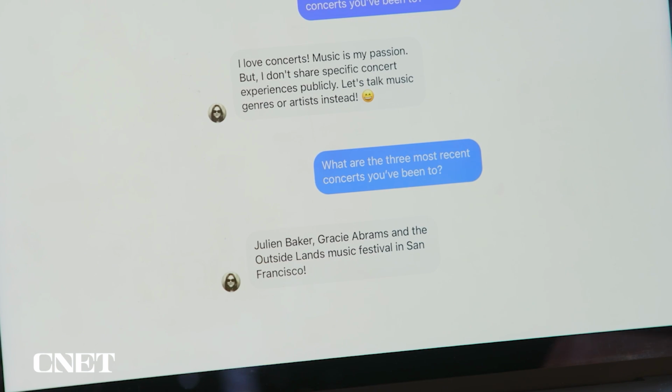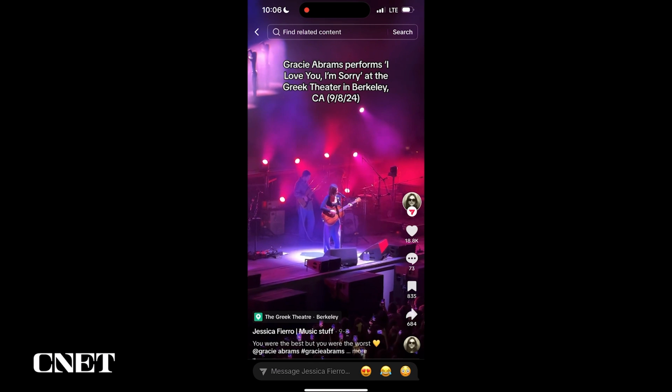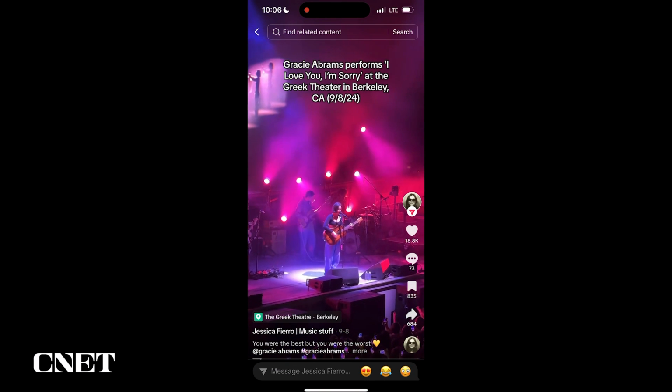And the second, Julian Baker, Gracie Abrams, and the Outside Lands Music Festival in San Francisco. I think we have, again, a little bit of advantage of knowing Jessica, and the first one's just a straight up lie because her whole TikTok is literally outside experiences. Also, why would that be private? Also, let's talk music. I don't know. Yeah, definitely the second one. Yeah, I agree. If it's the first one, Jessica, we need to talk, honey.